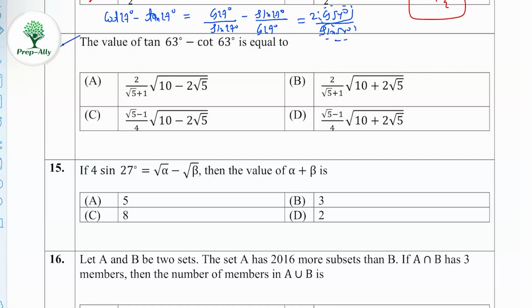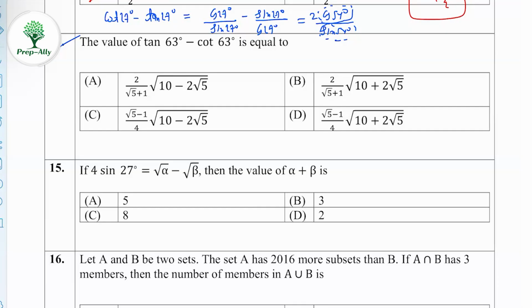You will get the standard values. Cos 54 is nothing but sin 36 degree. Or if you know cos 54 degree directly, you can apply. Okay. (Root 10 minus 2 root 5)/4. Similarly, sin 54 is nothing but cos 36 degree, that you can write (root 5 plus 1)/4, and then you can simplify. Okay.